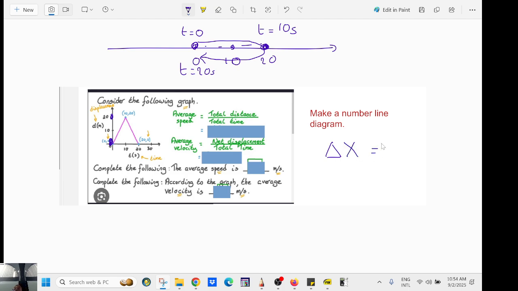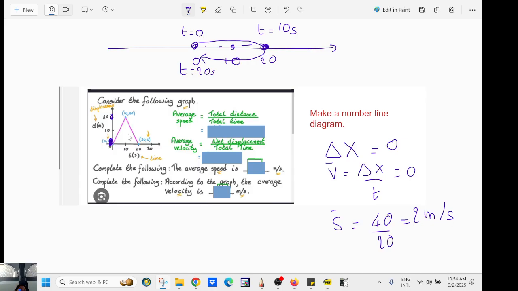Exactly. So what will be the displacement? Zero. Very good. So the average velocity, as defined by physics, is 0, which is weird, but that's the way it is. The average velocity is 0. Now the average speed is going to be the total distance, which is 20 and 20, which is 40. And what's the time elapsed? 20. So the average speed is 2. Okay?